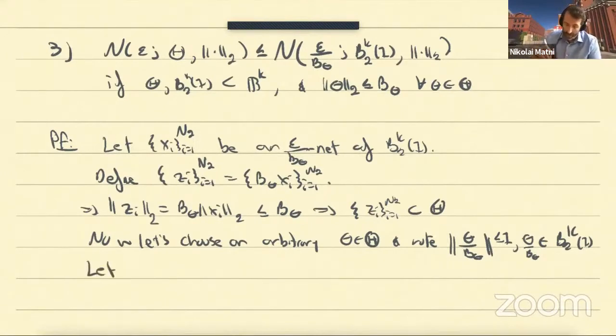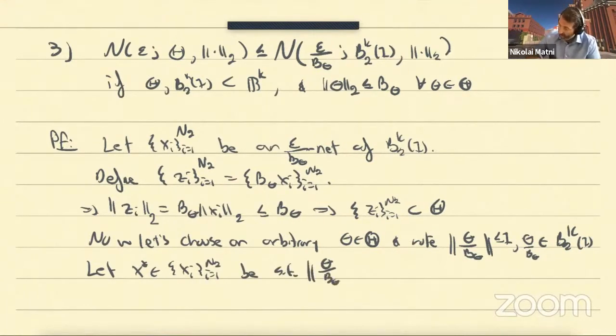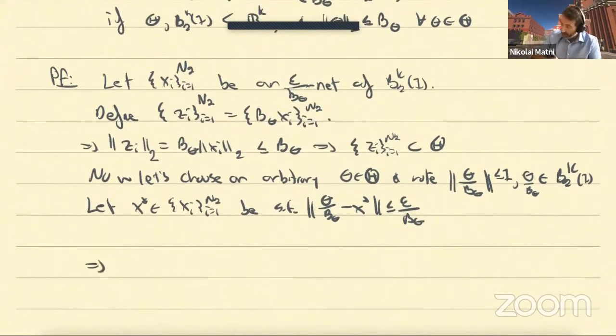Now, because we have a nice epsilon net of the Euclidean ball, I'm going to let x star in this original net be such that theta over norm of theta minus x star is less than or equal to epsilon over norm of theta. We can always do that by the definition of the net. So what we need to bound now is theta minus norm of theta times x star.